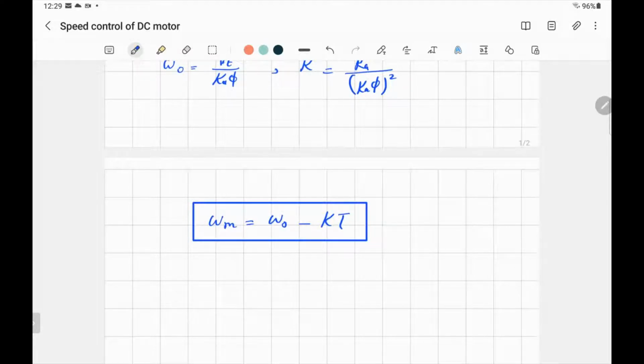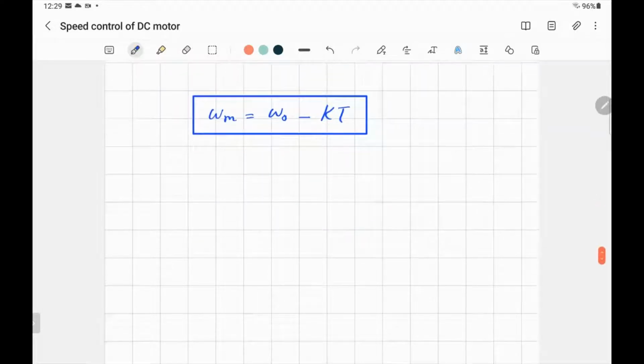Let us sketch it together. We have the x-axis as torque or armature current, because the relationship between them is just a constant, right? T is equal to Ka phi times Ia. So both are the same. And the y-axis will be the speed, omega m.